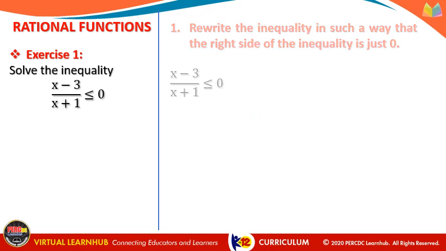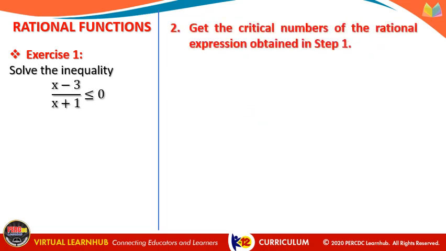Step 2. Take note ha, nabanggit naman kanina kung anong critical numbers, so I hope clear na po ito sa atin. Alright, step 2. Get the critical numbers of the rational expression obtained in step 1. So, ibig sabihin nito, yung critical numbers nung 0 yung right side. Again, wala tayong ginawang manipulation kasi 0 naman na yung right side. So, it's safe. Okay? So, dito na lang din tayo tumingin.